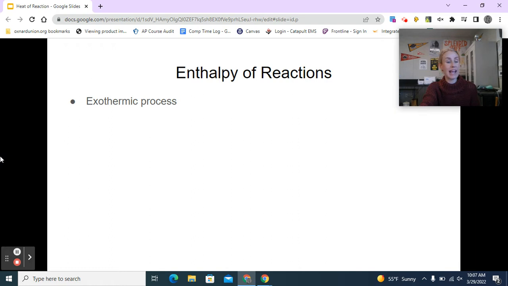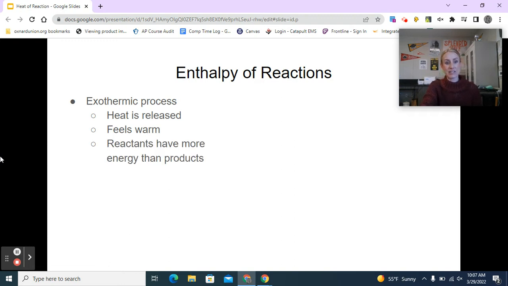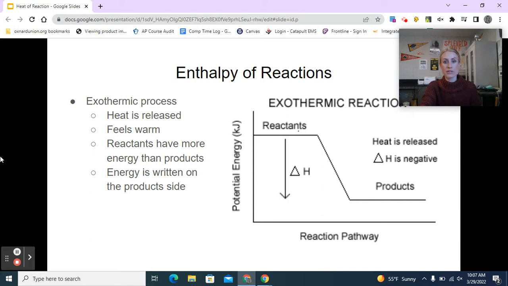On the other hand, in an exothermic process, heat is going to be released. So it's going to feel warm, and the reactants are going to have more energy than the products. The energy here is written on the product side because it is a product of the reaction. We're releasing energy. If we look at a graph of an exothermic process, we have a higher energy in our reactants, and then it's going to release that energy. So the products have a lower energy than the reactants do. And our delta H is negative because heat is coming out of the system.